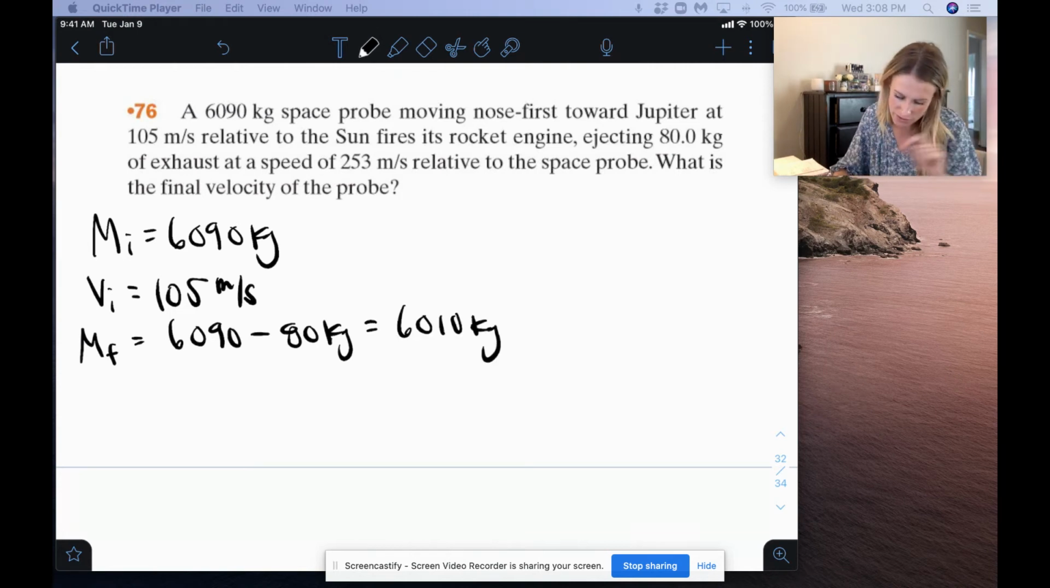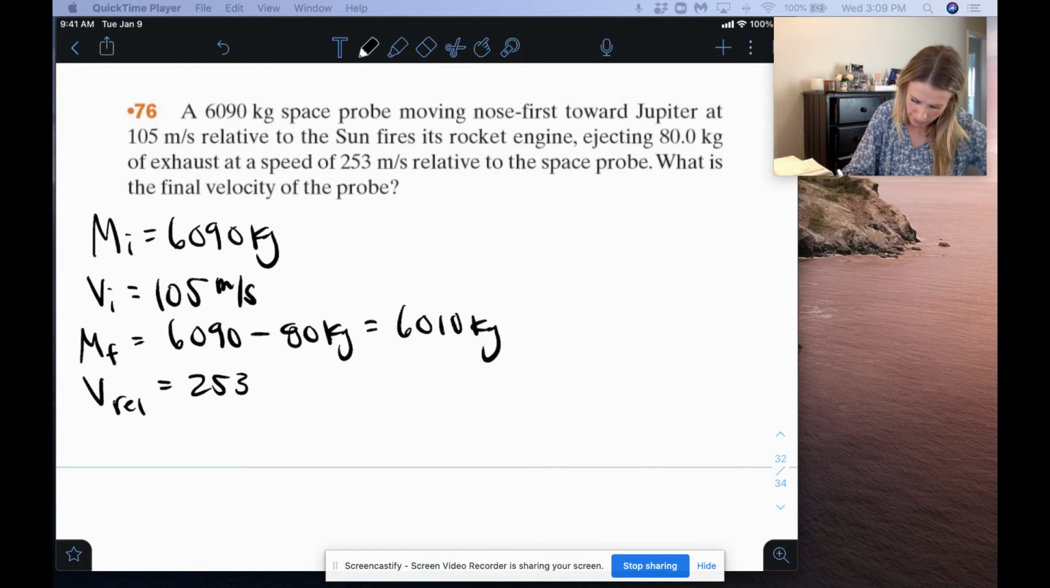And then those exhaust gases are ejected at a speed of 253 meters per second. So relative velocity, because it says relative to the space probe, is 253 meters per second. And then it says, what is the final velocity of the probe? So V final equals question mark.